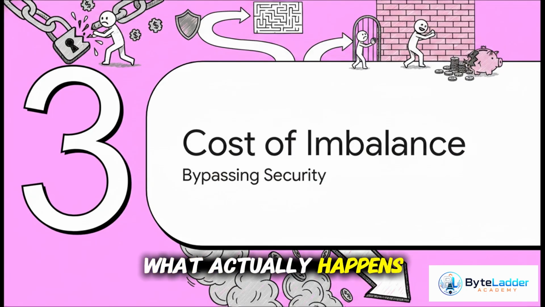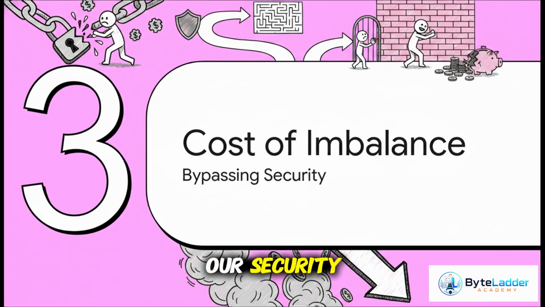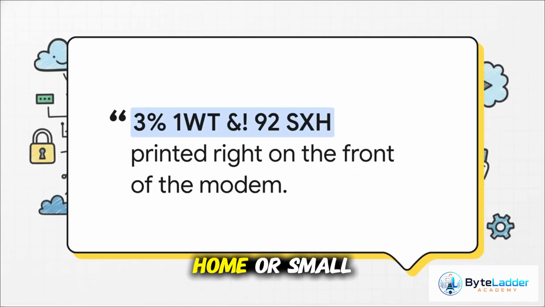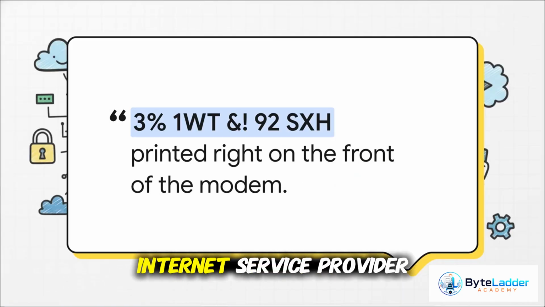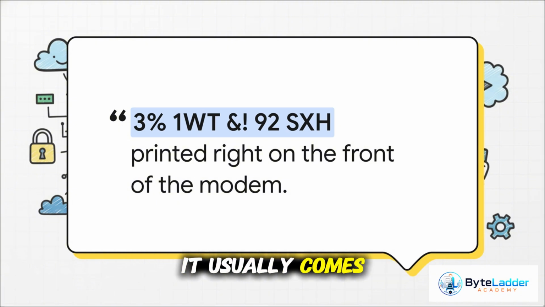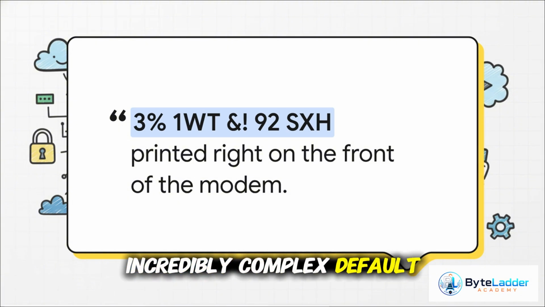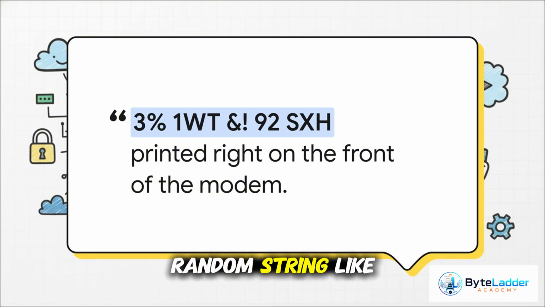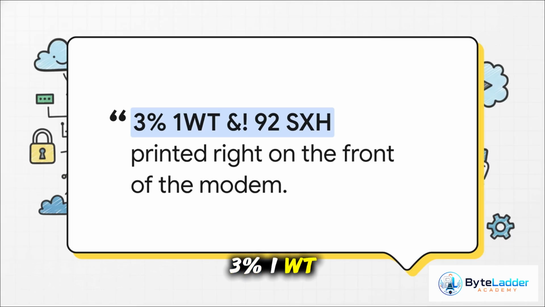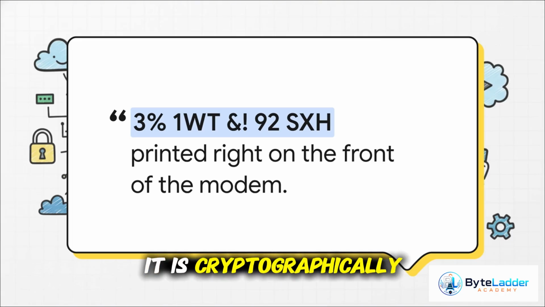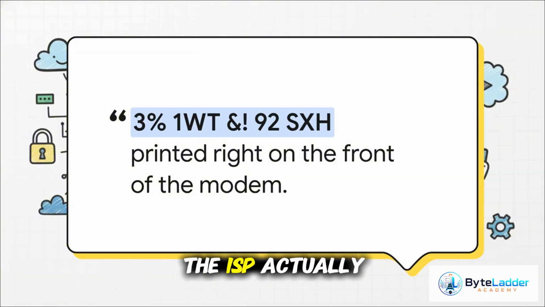What actually happens when users bypass our security? Consider a standard home or small business router provided by your internet service provider. It usually comes with a highly secure, incredibly complex default password. We're talking a random string like 3%1WT&!92SXH. It is cryptographically fantastic, but where does the ISP actually put it? They print it right on a physical sticker on the front of the device for literally anyone walking by to see.